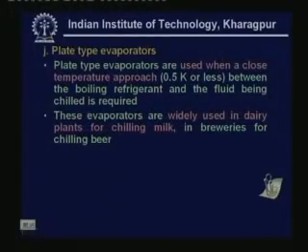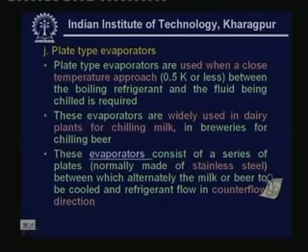That means the refrigerant temperature and the external fluid temperature are almost the same. The difference is very small, about 0.5 Kelvin. Then you require very high heat transfer coefficients, and you also require a very high heat transfer area, right? In such cases the plate type evaporators are used. Wherever you want a very close approach, plate type evaporators are used. These evaporators are widely used in dairy plants for chilling milk, in breweries for chilling beer, etc.